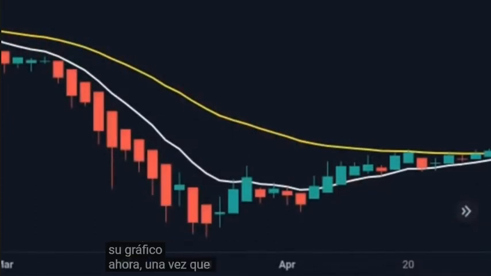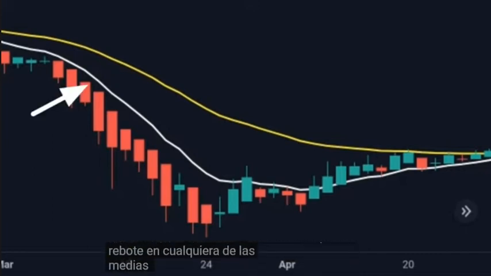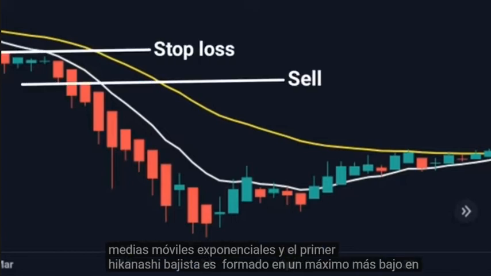Now, once these two criteria are in place, I will look to go short when price bounces off either of the exponential moving averages, and the first bearish Heiken Ashi is formed at a lower high.